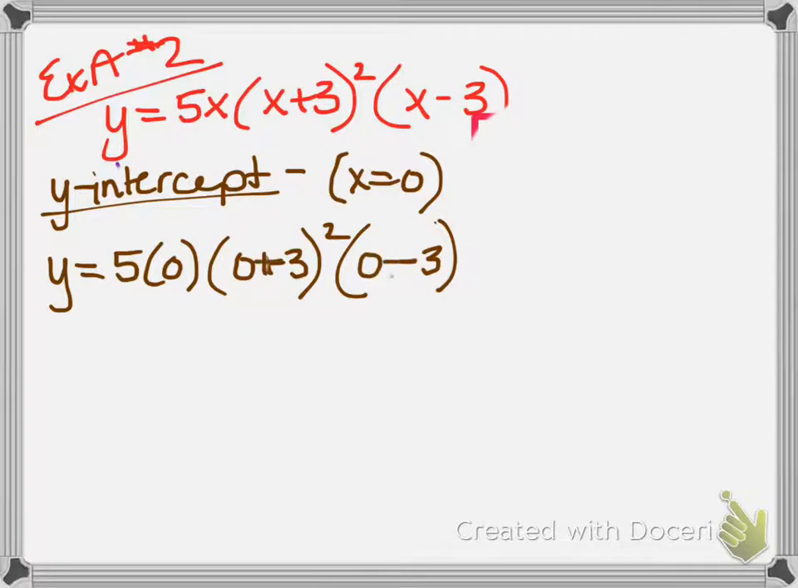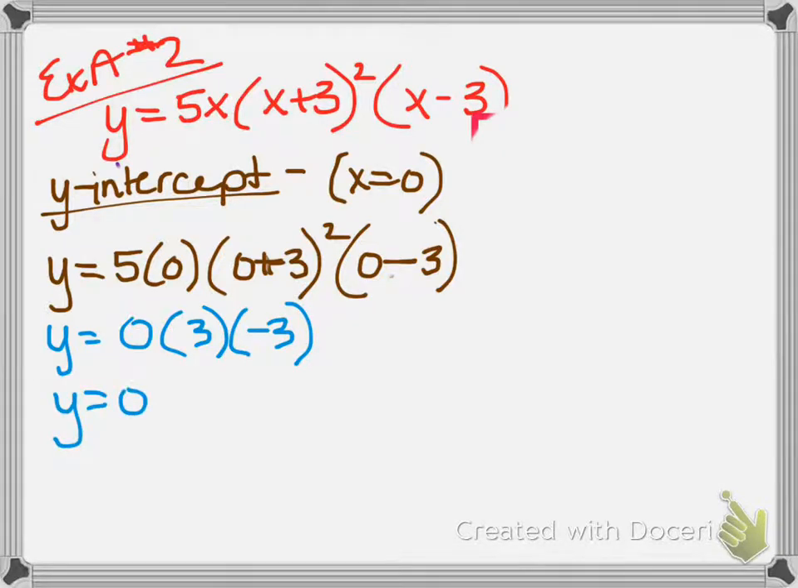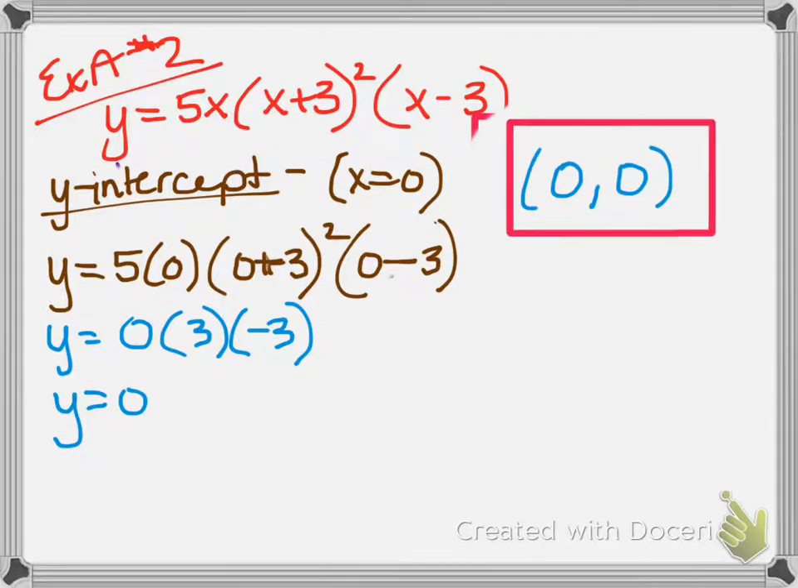So what do we get? y equals 0 times 3 times negative 3. And anything times 0 is 0, so y equals 0. So what's our y-intercept? 0, 0. Okay? So that's example A.